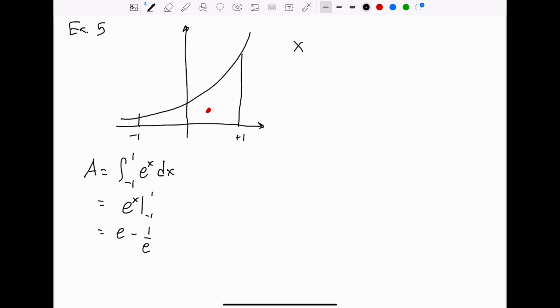Now the x component of the centroid is 1 over A times the integral from -1 to 1 of x times e to the x dx.